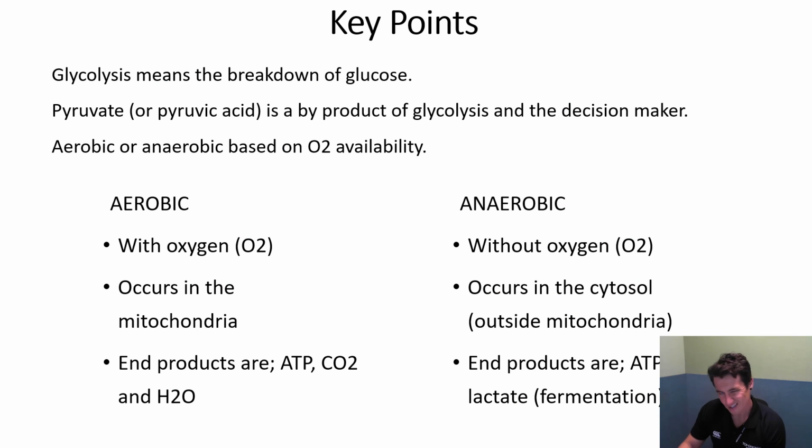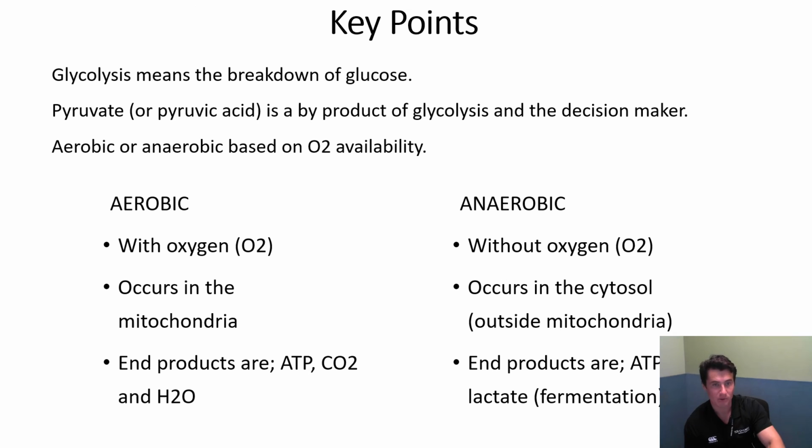Let's summarize these key points. I know it's confusing. Lots of new terms and concepts that are very microscopic, but glycolysis means the breakdown of glucose. Pyruvate or pyruvic acid is a byproduct of glycolysis, and it's the decision maker. Basically, if you have pyruvate, it decides whether it's going to produce lactic acid or if it's going to go into the mitochondria and produce lots of ATP, and that's dependent on the availability of oxygen.